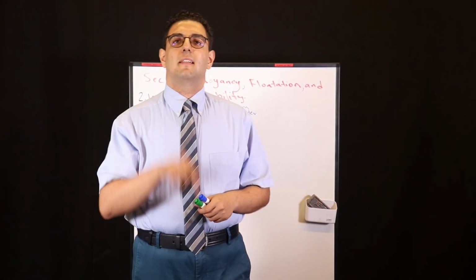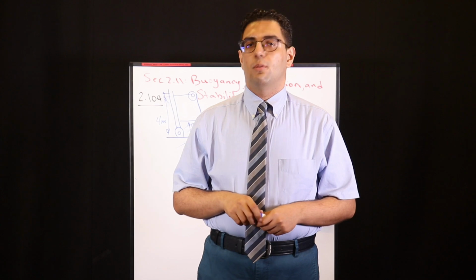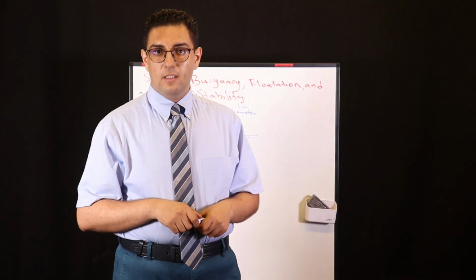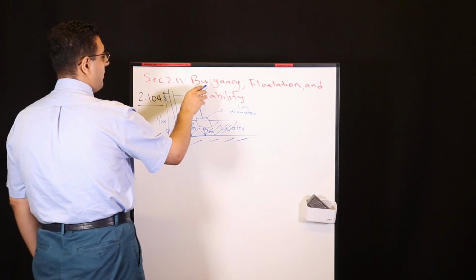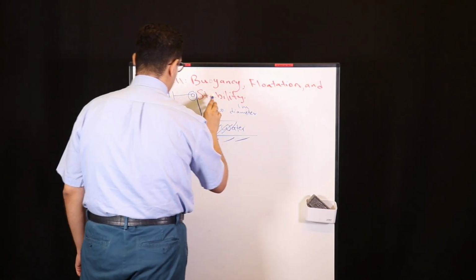We are doing well. This is the sixth session of tutorial for Fluid Mechanics 1, Chapter 2, Section 2.11, which is about buoyancy, flotation, and stability.